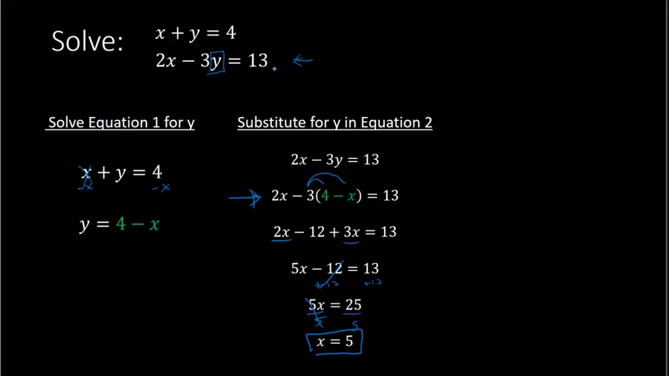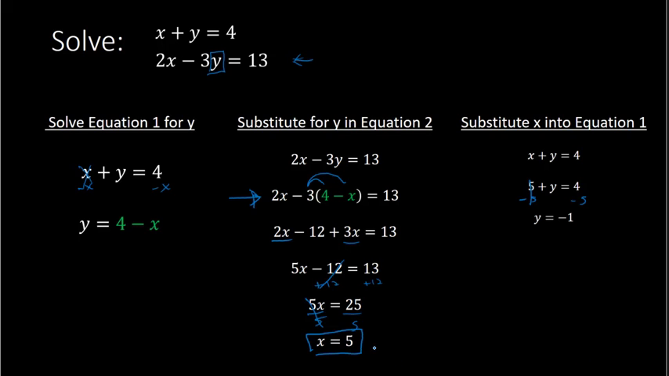I can pick either equation, and in this case, the first equation will be easier. I plug this 5 in for x, and then I solve for y. So instead of x plus y equals 4, I plug a 5 in for x, so now I have 5 plus y equals 4. Solve for y by subtracting 5 from both sides. We now have y equals 4 minus 5, which is negative 1. So x is 5 and y is negative 1, which I can write as an ordered pair: (5, negative 1).